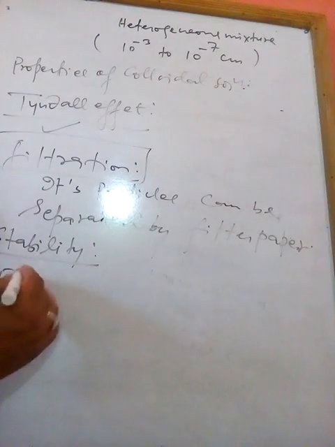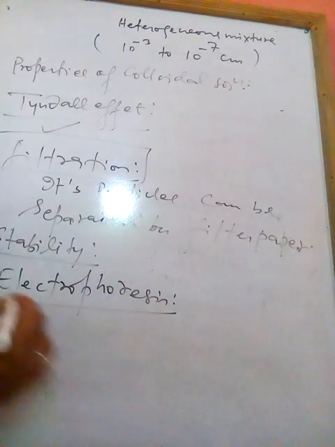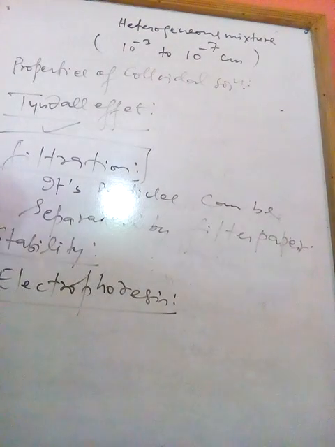Next property is electrophoresis. The movement of colloidal particles towards the opposite pole of electrode is known as electrophoresis. As we all know, colloid consists of charged particles. In an applied electric field, particles of colloid move towards the opposite pole of electrode, and this property is called electrophoresis.